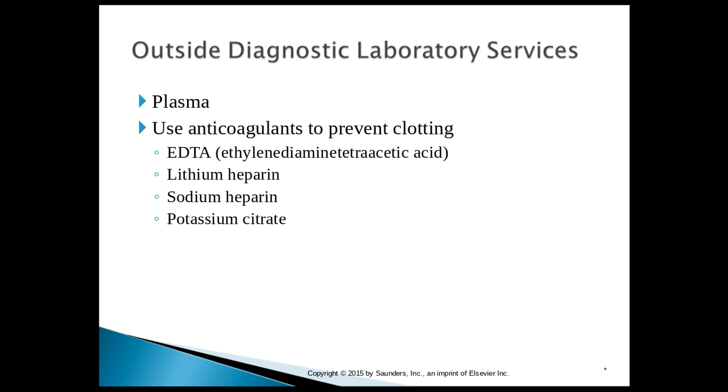Plasma is the liquid portion of the blood that contains clotting factors. There are several anticoagulants used in blood tubes to keep it from clotting, thus preserving the plasma. Plasma is obtained by centrifuging the sample and removing the liquid portion of the sample without any red blood cells. EDTA is used in lavender-topped tubes. Lithium heparin or sodium heparin are used in green top tubes. Potassium citrate is found in blue top tubes.